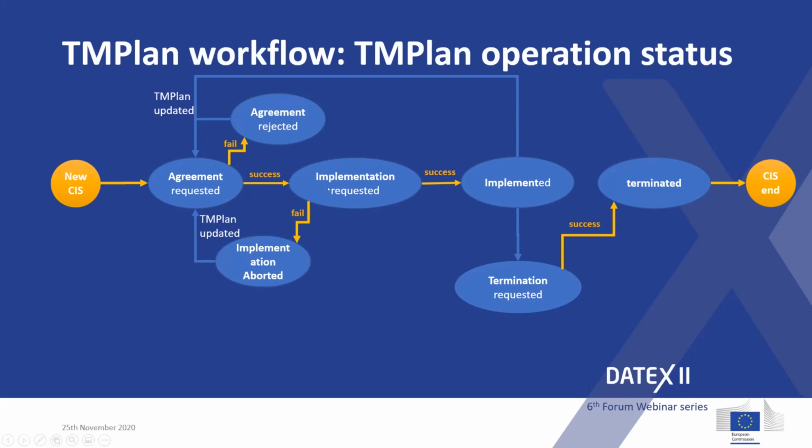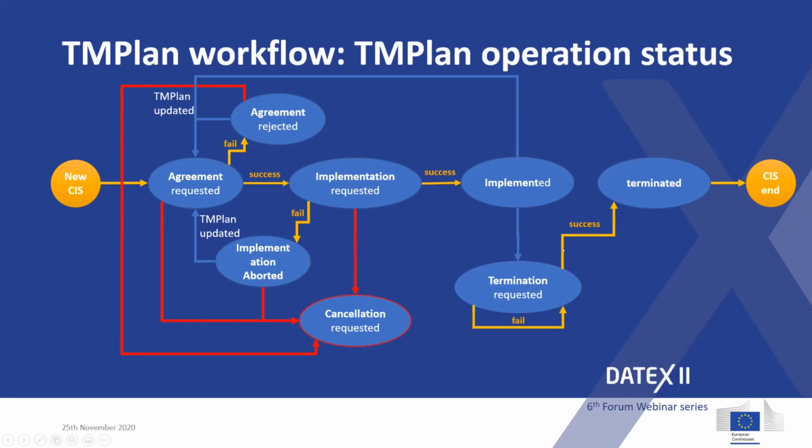Or if the implementation fails because something happens in the real-time environment and it cannot be activated, you can either decide to abort the implementation or go to the agreement request for a new updated TM plan. But you can also have a fail where I cannot manage anymore, I need to cancel the request, and so you go to the final state. There are other options of fail, of course. A failed termination request is to be understood differently. So fail remains like a termination request, but has to be managed by other information exchange and other management.